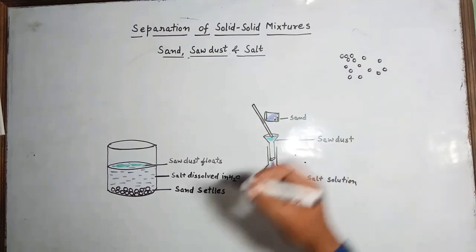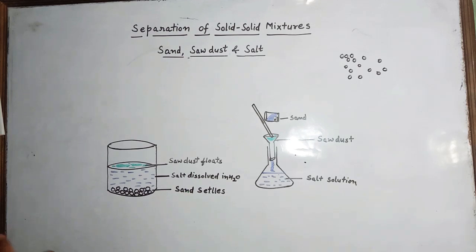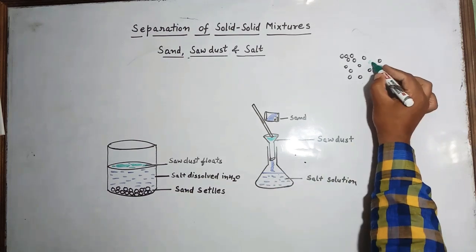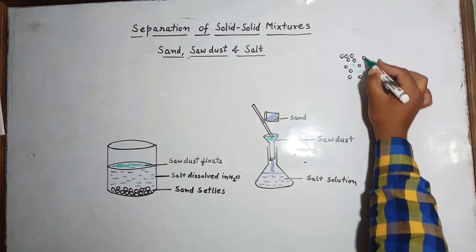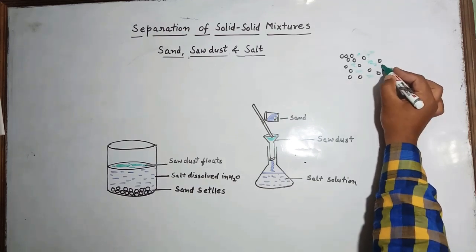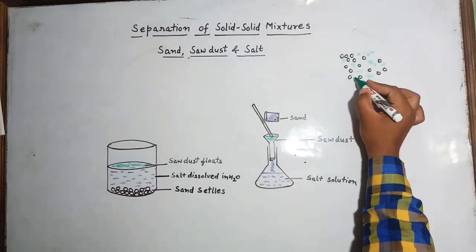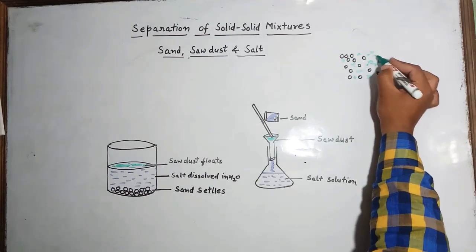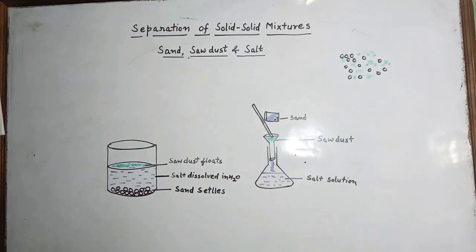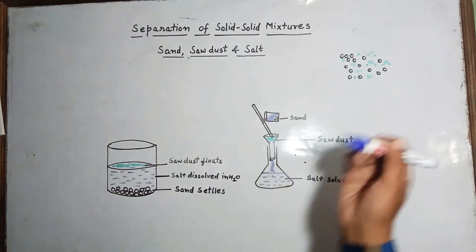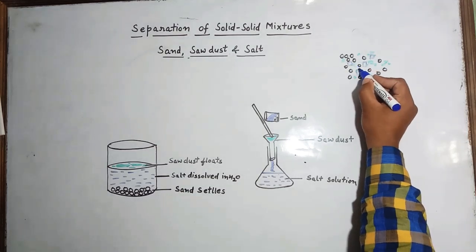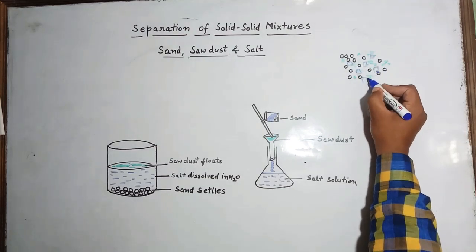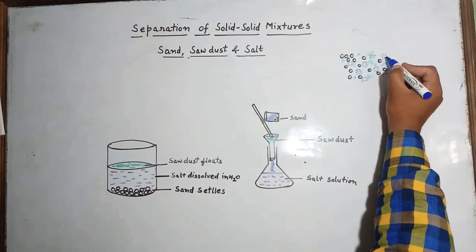And sawdust I can represent with green color. These are sawdust, or wood dust, the same thing. And one more thing is there, that is salt. I am representing it here with some boxes like this one. So this is the mixture of salt, sand particles and sawdust. We have to separate it.